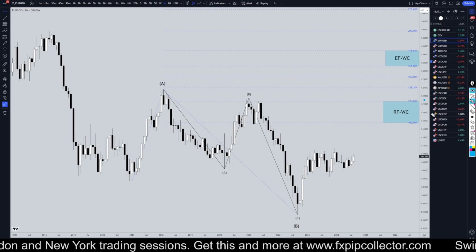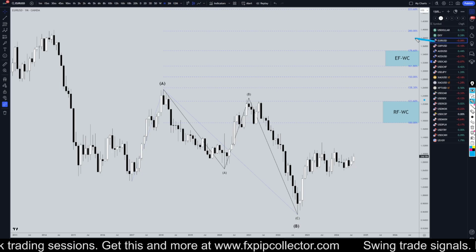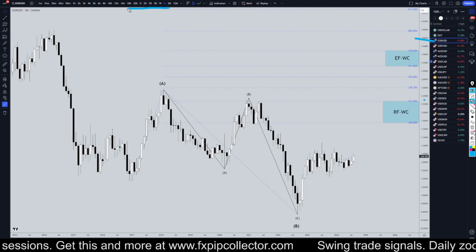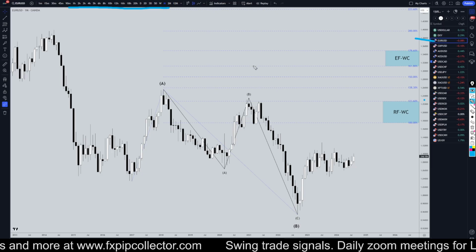Today is Tuesday, August 6th, and this is my analysis of the US dollar, starting on the monthly, working my way all the way down to the 1 hour time frame for the full top-down analysis.